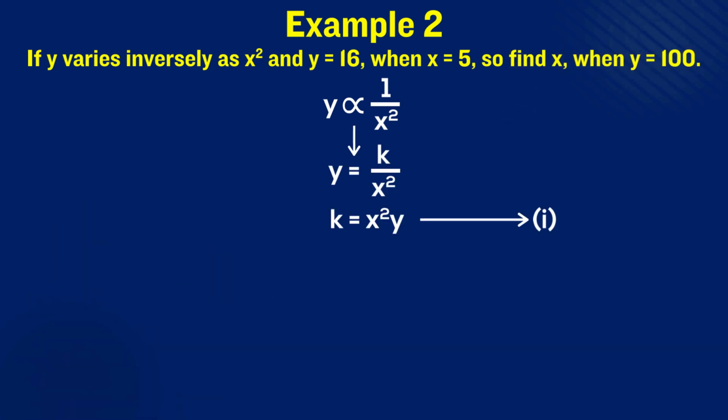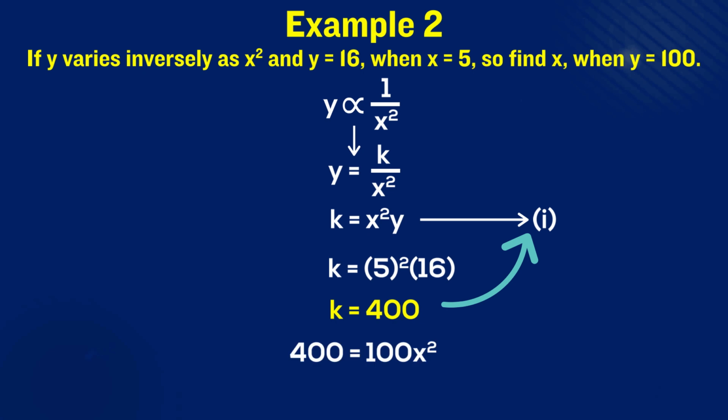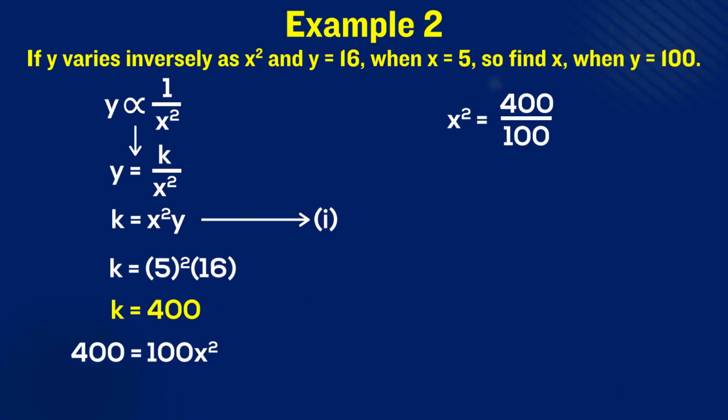Replace, isolate, and substitute. Once you get k, we put it back in equation 1 along with y equals 100. 400 upon 100 is 4. But we want to find x. So, by taking the square root on both sides, we get the values of x as plus minus 2.